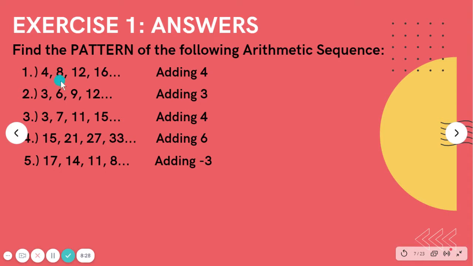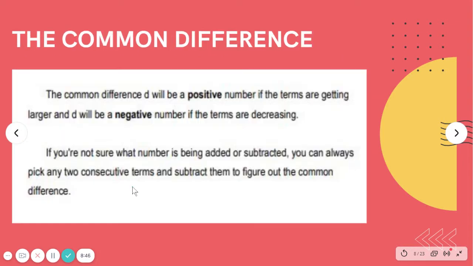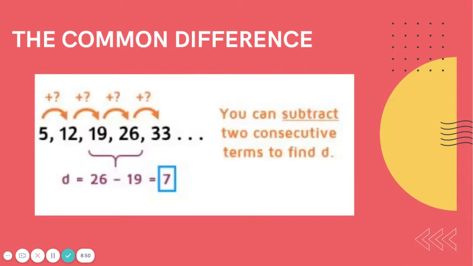So pataas ng pataas yung value ng ating sequence. Whereas dito sa example number 5, our common difference is -3. Kasi ang ating sequence, nagdi-decrease ang kanyang value. Okay? So remember that point.